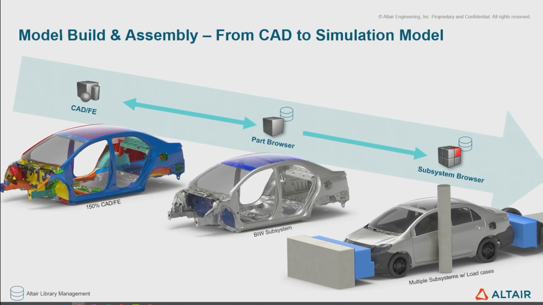So it's really this process of growth from a single subsystem to multiple subsystems. I'm just going to take you through today, starting from CAD, using Part Browser to get you to one subsystem, but the process is the same. You would build this one subsystem, but then you would build multiple subsystems and then assemble them together using connectors.